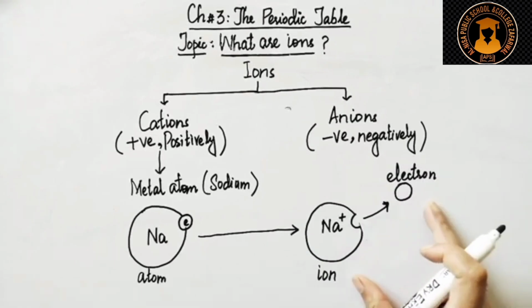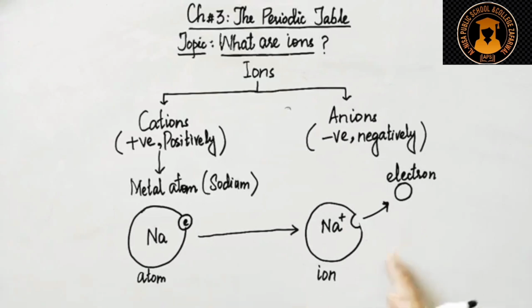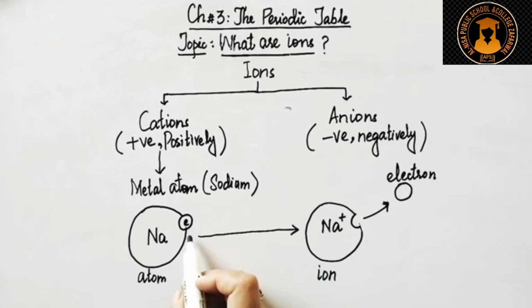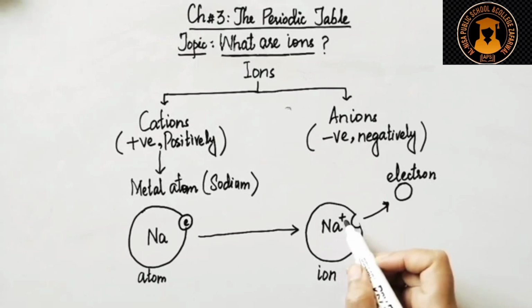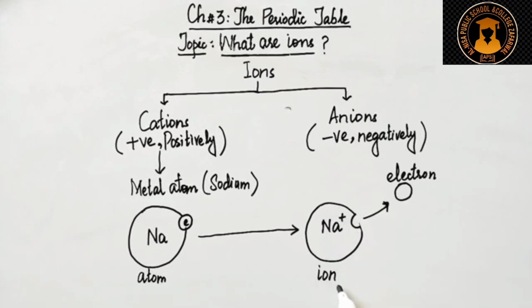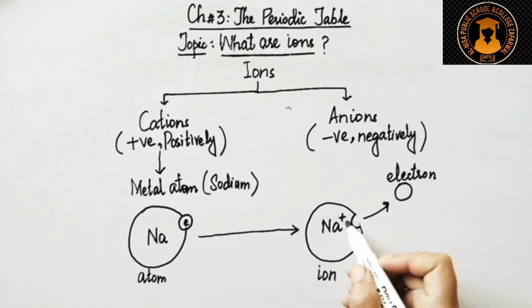So in this form this sodium atom is now called a sodium ion because it loses its one electron from its outermost shell. And another change which you will observe is that along with the symbol I have mentioned the positive sign, plus sign on it, which represents that these are the cations and they are actually the positively charged ions.